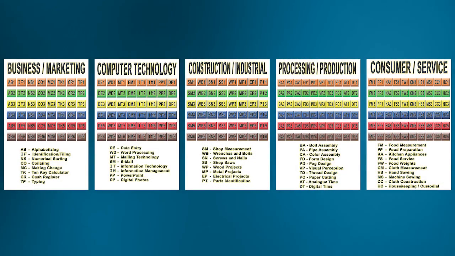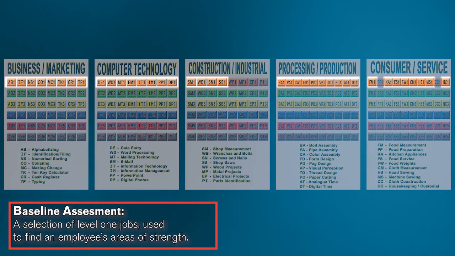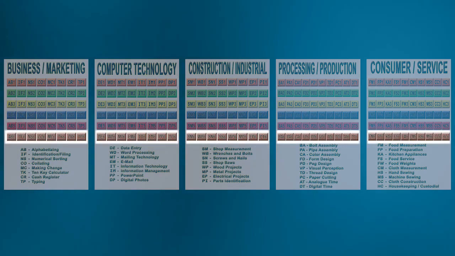But before employees begin exploring more difficult jobs, each one must first perform a baseline assessment. The baseline assessment is a series of level 1 jobs that is used to assess an employee's areas of strength. While level 6 jobs correspond to average entry-level jobs in community-based employment.